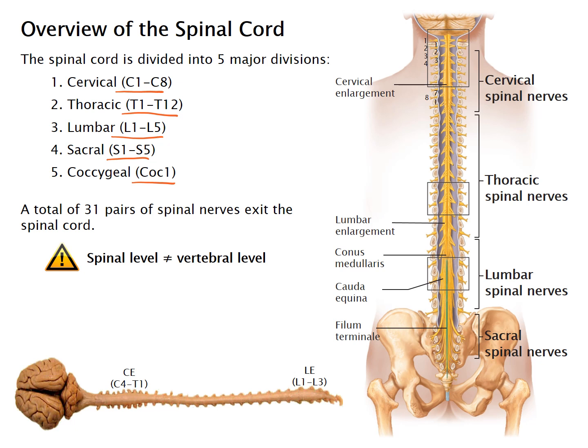The majority of spinal nerves are numbered according to the vertebra they exit below. For example, this represents the level of the T12 vertebra, and so the nerve exiting below it is the T12 spinal nerve.